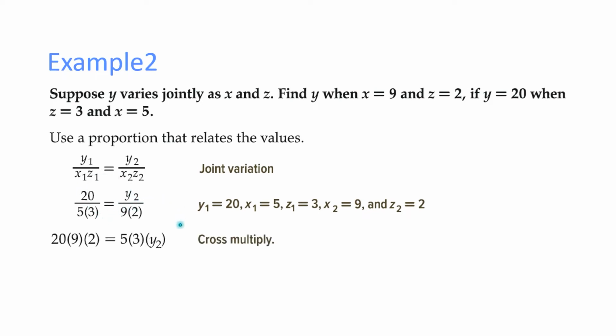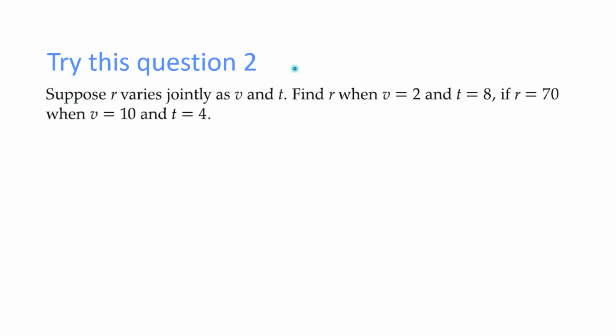Now we're going to cross multiply. So 20 will multiply by 9 times 2, and then y2 will multiply by 5 and 3. This is the concept of cross multiplication. Now as we simplify, this gives us 360 equals 15y2. In order to work out the value of y2, we will divide both sides by 15, and this gives us the value of y2 as 24.